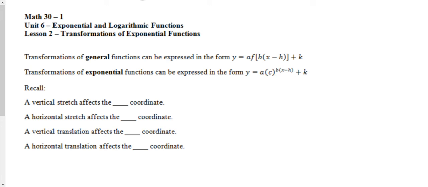Just a quick reminder from way back when, vertical stretches only affect your y values, horizontal stretches only your x values, vertical translations are also y, and horizontal are always x for translations.